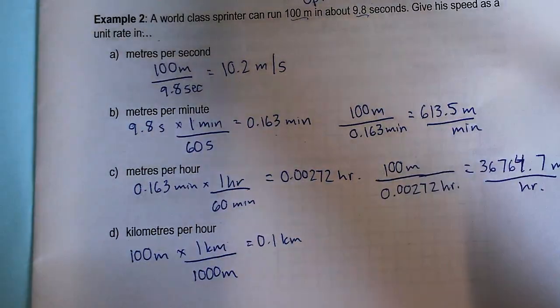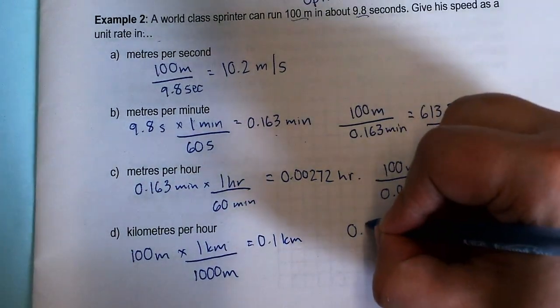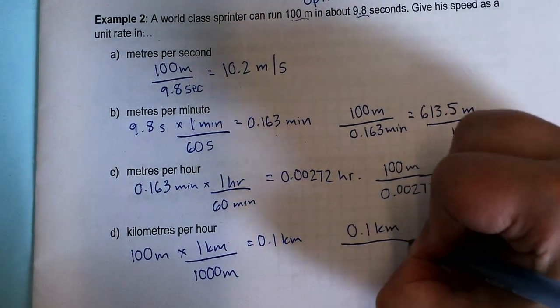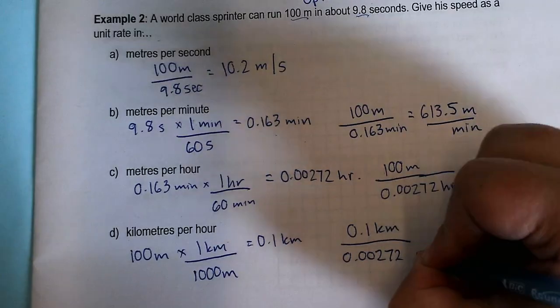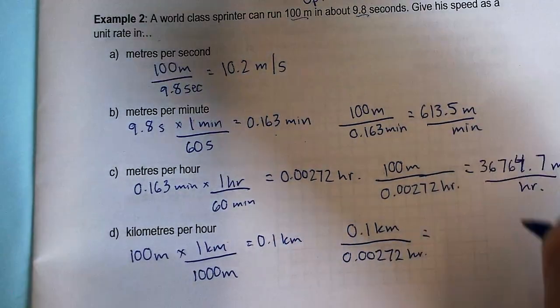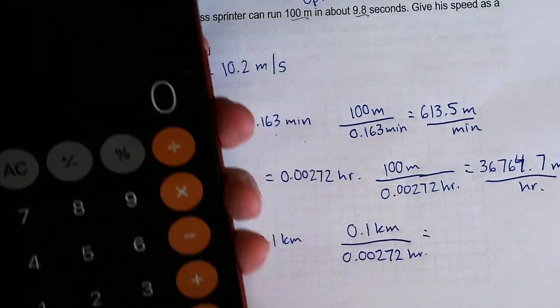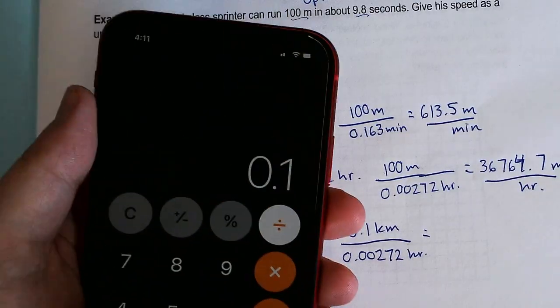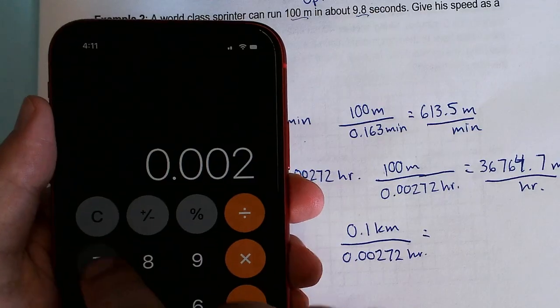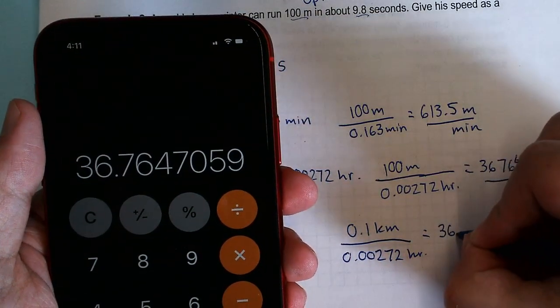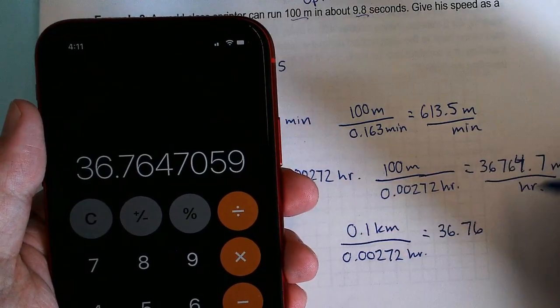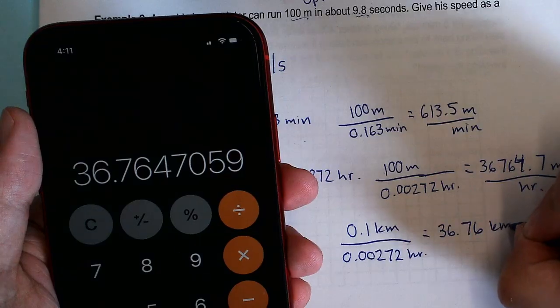And again, we're going to do the unit rate. So we have 0.1 kilometers divided by 0.00272 hours. So 0.1 divided by 0.00272 is 36.76 kilometers per hour.